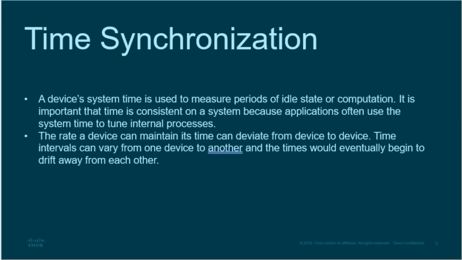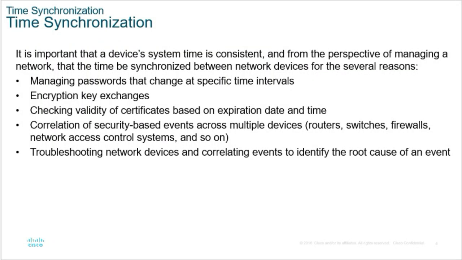A device system time is used to measure periods of idle state or computation. So therefore it is important that time is consistent on a system because applications often use the system time to tune internal processes. Here are some key features of why we need to maintain or synchronize the system time.